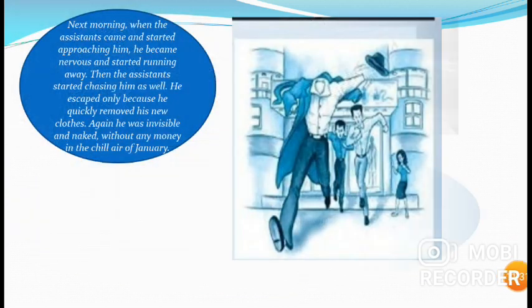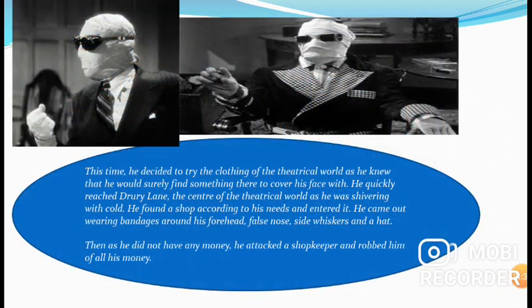Okay, dear students, as Griffin was again without food, without money, and without clothes in the middle of London, and in mid-January, which was very cold, he decided to find a new place where he could get something for himself. So this time he decided to try the clothing of the theatrical world. Theatrical world means a drama company. He decided that he would go to a drama company shop and find some clothes which are suitable for himself and which can at least cover his face. So he quickly reached Drury Lane.